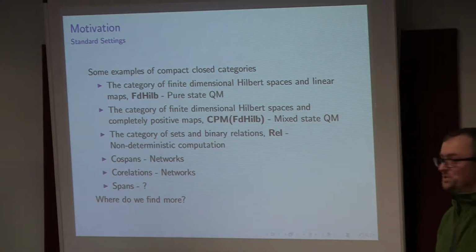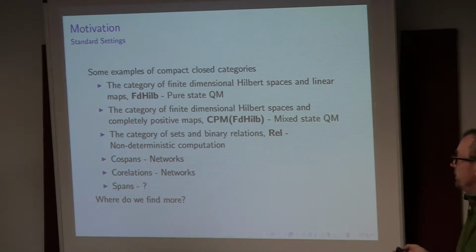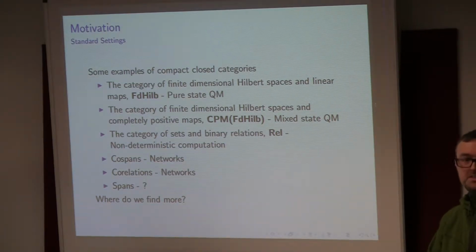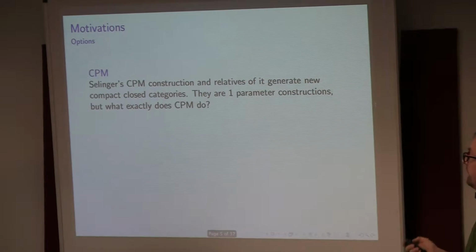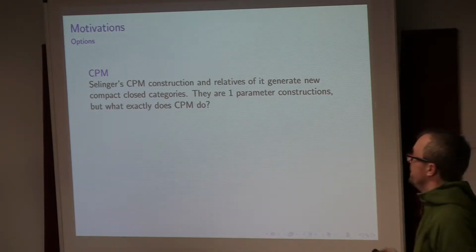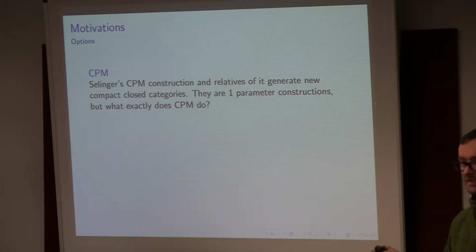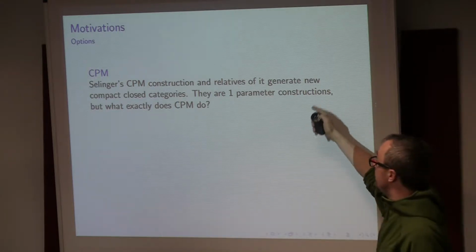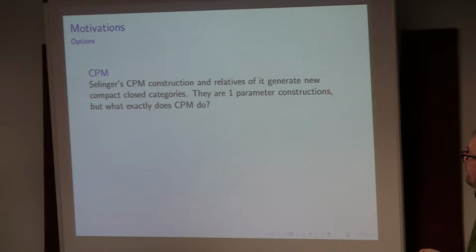So the question is, can we find more than these? Because it's a limited repertoire of tricks that we've got that we can cook these things up with. And it's not clear how to cook up particular categories with particular properties that you can do these types of calculations in. Okay, so there are a couple of procedures that allow you to cook up new compact closed categories from old ones or from a set of parameters. One of them is Selinger's CPM construction. As I mentioned earlier, that takes pure state quantum mechanics and outputs mixed state quantum mechanics. But it's a very disappointing procedure in a way. You can always do this thing, but outside of the quantum setting, an intuitive answer as to what it's doing is quite hard to lay your hands on.